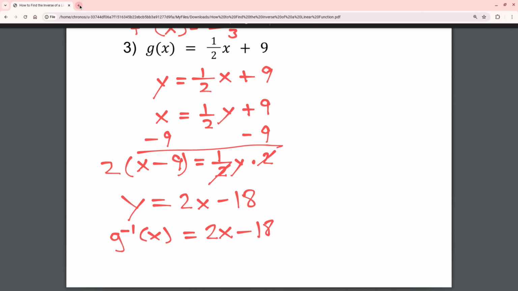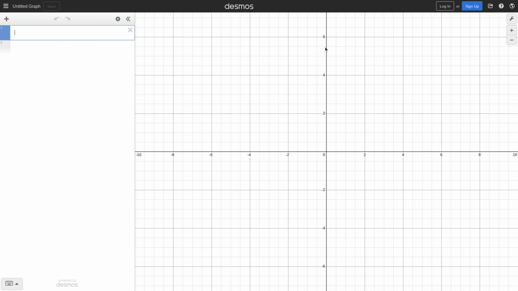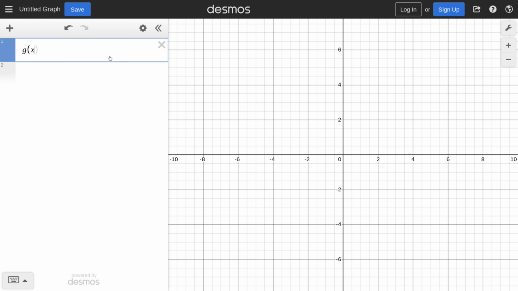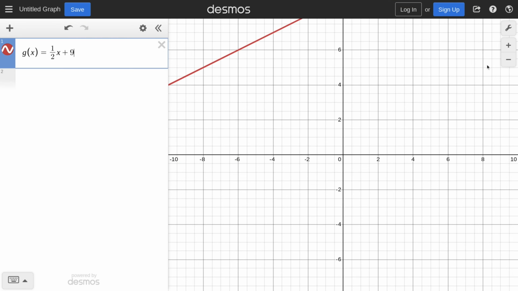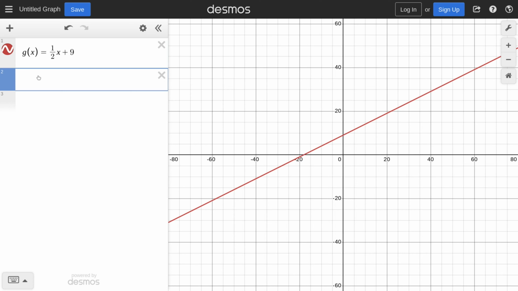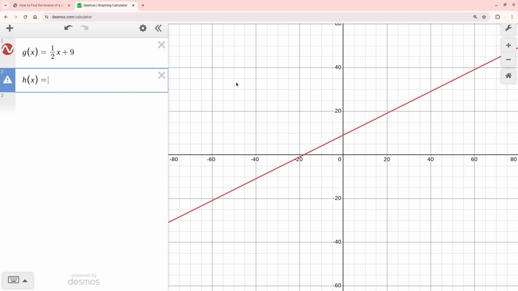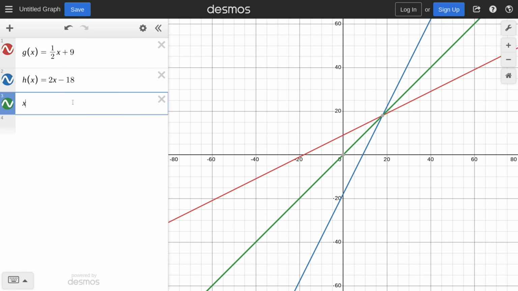Be easier to do on Desmos. So let's pull up Desmos here. And let me just make this larger. So we've got g of x equals 1/2 x plus 9. So this is a linear function. I'll zoom out a bit here. And we've got h of x is going to be our inverse. It's easier to write h of x versus using the inverse function notation. So that's 2x minus 18. And what happens here? Well, interestingly, a function and its inverse are reflections around the line x equals y, which you can see in green right here.